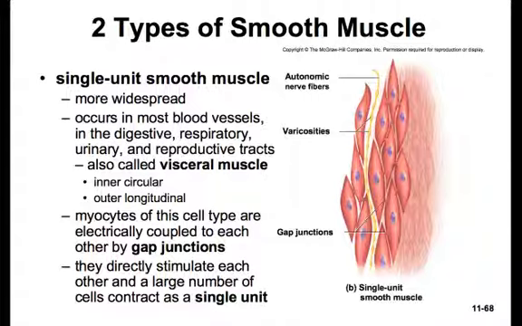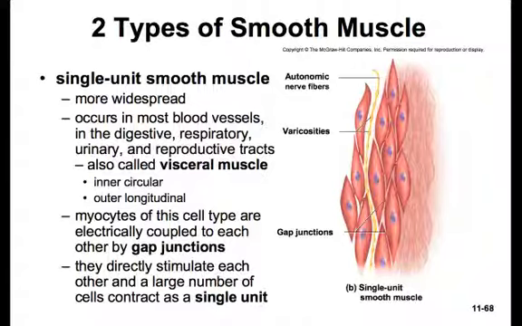When we look at single-unit smooth muscle, we'll see that the myocytes of this cell type are electrically coupled to each other through gap junctions. Thus, they directly stimulate each other, and a large number of cells will contract as a single unit, which is why we call it single-unit smooth muscle.